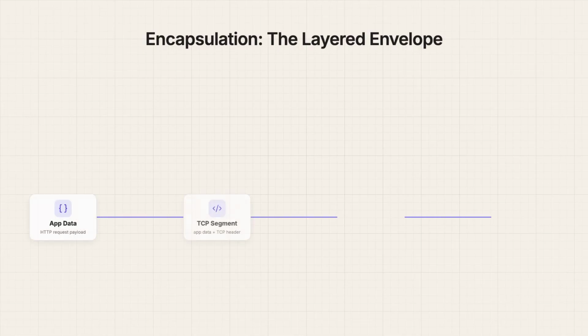Before any data hits the wire, each layer wraps the payload from the layer above with its own header. Application data gets a TCP header added, forming a segment. That segment gets an IP header, forming a packet. That packet gets a link layer frame header for the local network. Each layer only looks at its own header, ignoring what is inside.